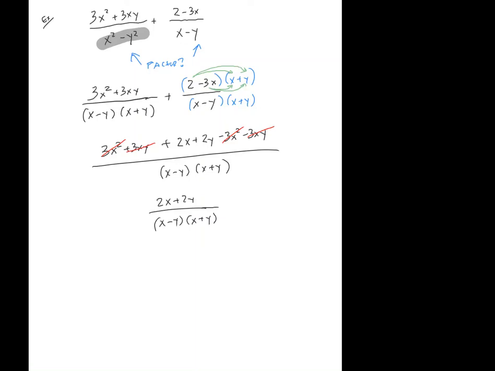Are we done? Can we simplify? Yes, because on the top, what can we do? Factor it out. Good job. The top has a GCF of 2. If we factor it out, what is the top left like? 2 open parentheses, x plus y, close parentheses. Rewriting the bottom, and notice what happens now. Now you can cancel out the x plus y, leaving us with an answer of 2 over x minus y.